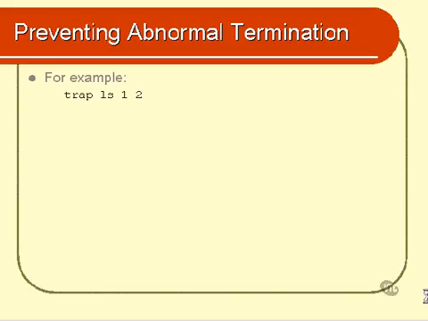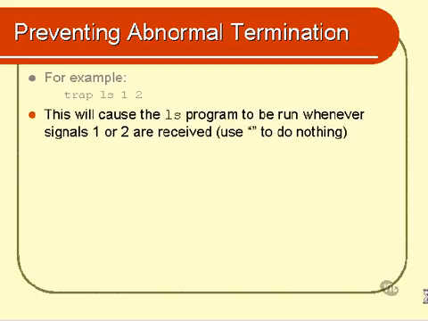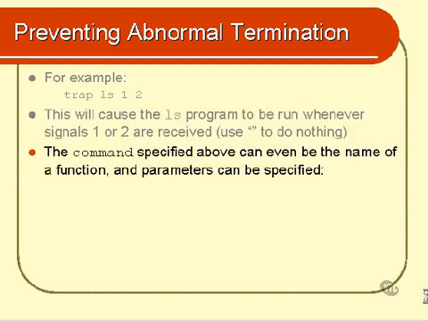If you actually want to ignore the signals, then you just use double quotes just by themselves. In other words, the empty command or the empty string becomes your command. So it'll be trap and then a pair of double quotes by themselves and then the signal numbers. The command that you specify can even be the name of a function. And it's also possible to specify parameters to either that function or any other command that you want to run when you receive the signal.